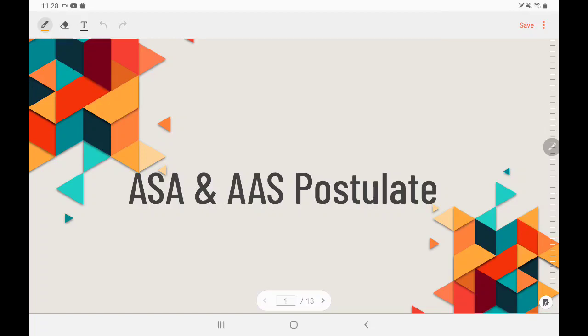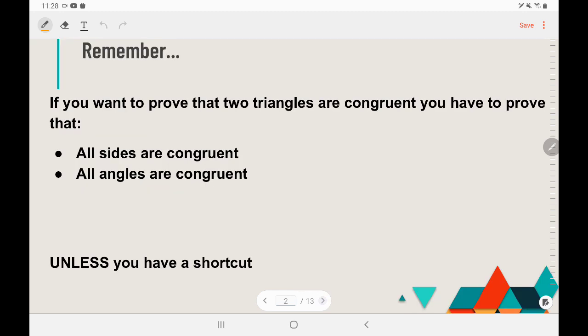Everybody, welcome back. Today we're going to start talking about two new shortcuts to prove triangles are congruent. They're called angle side angle and angle angle side, and they are our new postulates. Before we get into that, remember, if you want to prove that two triangles are congruent, you have to prove that all of the sides are congruent, each pair, and each pair of angles are congruent.